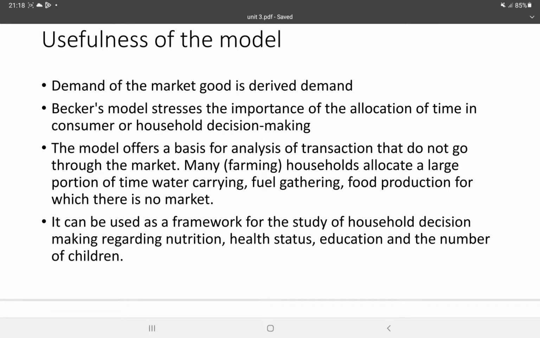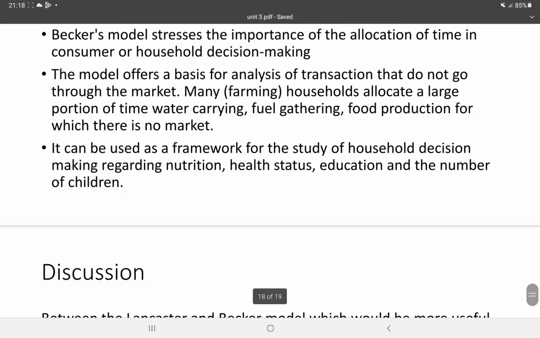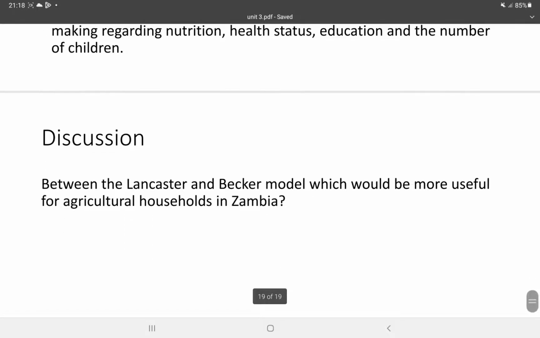Now, it can be used as a framework for the study of household decision making regarding nutrition, health status, education, and the number of children. This is now the usefulness of the model. You can use it as a framework for the study of household decision making regarding nutrition, health status, education, and the number of children that we would want to have.